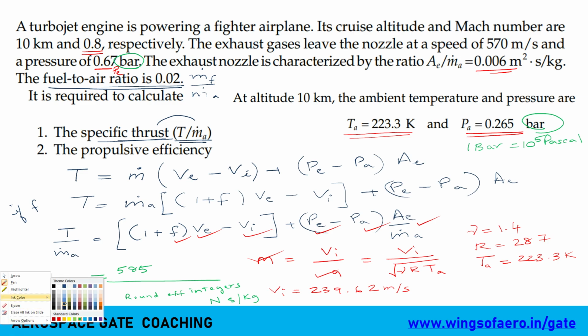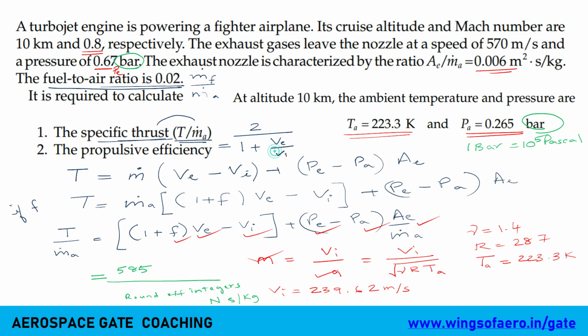But here we are not going to use that formula, and you should not use it if they have given the fuel to air ratio. If such kind of problems they ask, and they ask you what is the propulsive efficiency, you should not use the simple formula. This is actually the general, simplified form. Here we need to include this fuel to air ratio. So if it is given, you must use this formula.